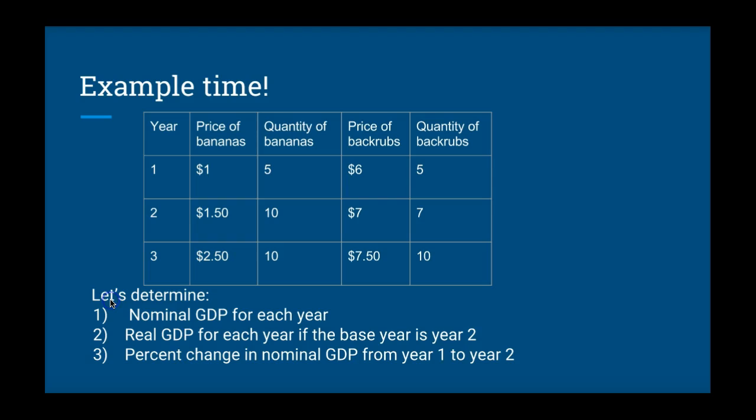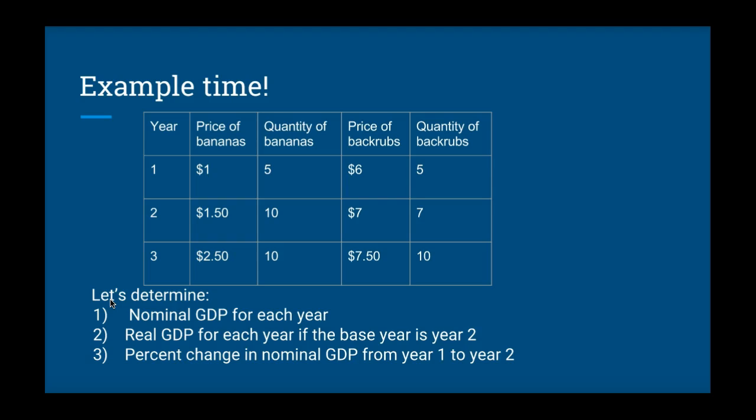Okay, so let's give this a shot. So here's your example. I have 3 years here where I have an economy with only 2 products, bananas and back rubs. Not a bad economy. And here's what I want us to determine: the nominal GDP for each year, the real GDP for each year if the base year is year 2, and the percent change in nominal GDP from year 1 to year 2.